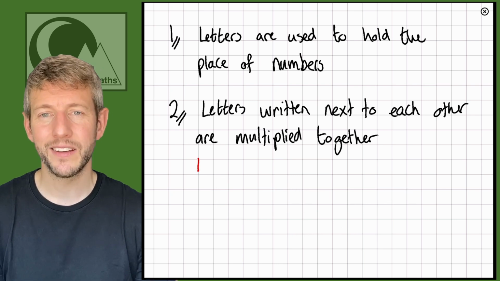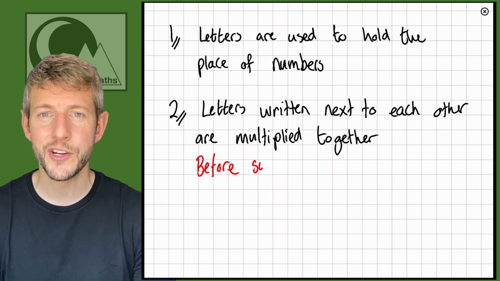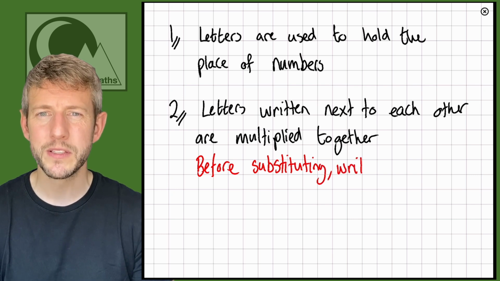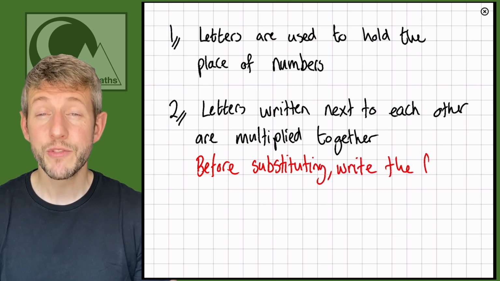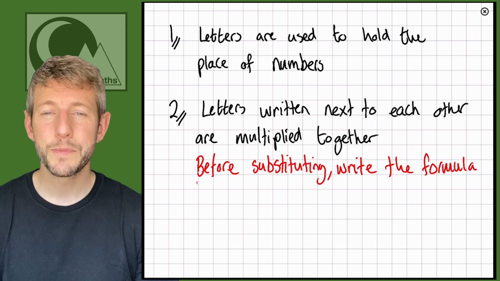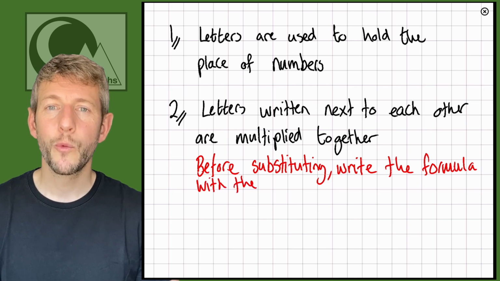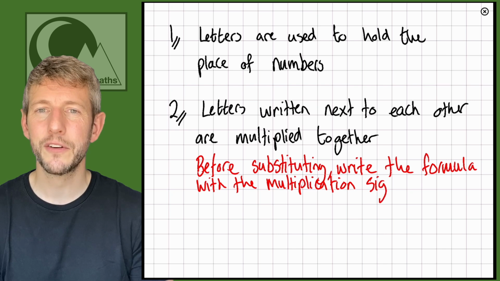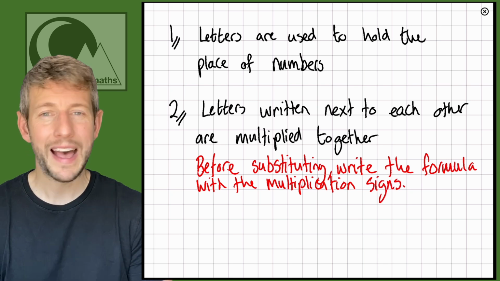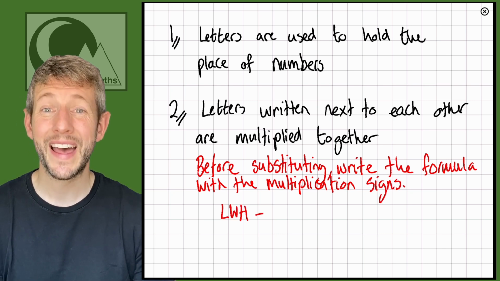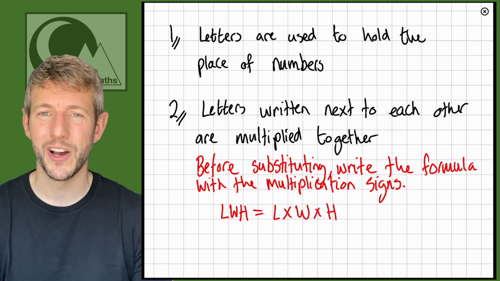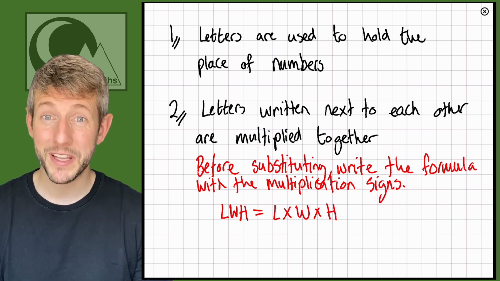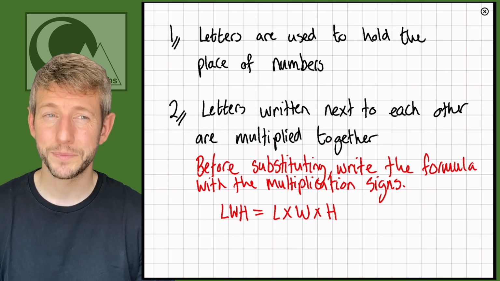A key hack that we're going to learn in this tutorial is that when we want to substitute into these formulas, the best thing we can do to remind ourselves of what's going on is, before we substitute the values in, we replace the letters with the times versions. So instead of writing down LWH, we write down L times W times H. That's going to help us remember that these letters, which represent numbers, are going to be timesed together.